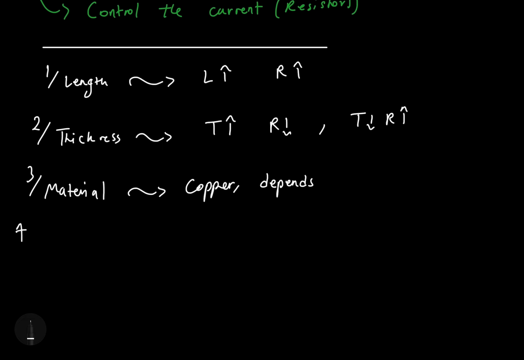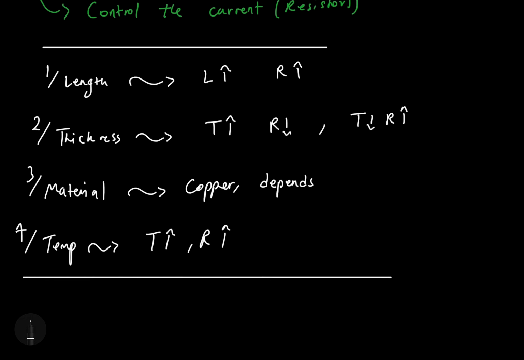The fourth thing is the temperature, which we're going to summarize and just say that if temperature increases, the resistance also increases. You can think about it in terms of the chaos that happens within the material, where the electrons' collisions increase, and as a result, the resistance also increases because it's more difficult for them to flow through.